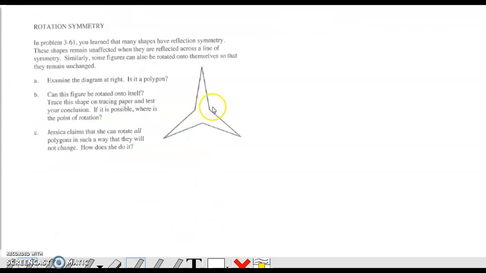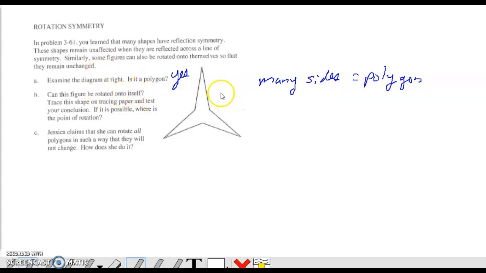Okay. So look at this shape, right? We learned about reflection symmetry. So examine, is this a polygon, right? Yes, it is. So big old yes. Polygon just means many sides, right? That's what a polygon is. Poly meaning many, gon is our sides. So can this thing be rotated onto itself, right?